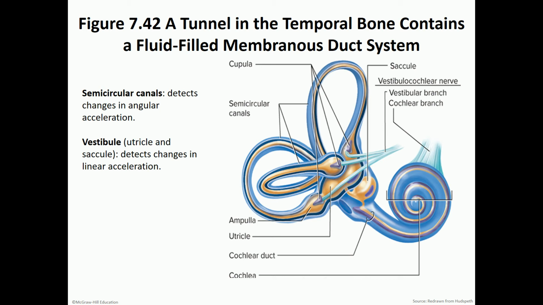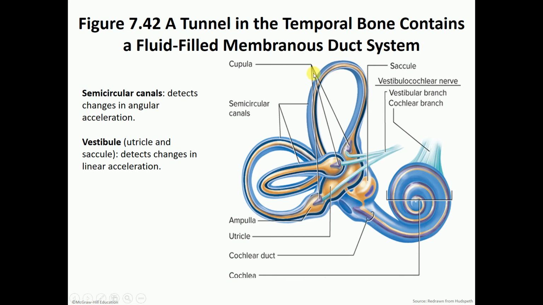Now let's go a little bit deeper in order to talk about equilibrium. So this labyrinth has, as we mentioned, the osseous labyrinth, and that's the bony part on the outside. And then on the inside, we have a membranous labyrinth. So it's kind of coated on the inside with a membrane. Remember that the membranous labyrinth is full of endolymph, while the osseous labyrinth is full of perilymph. Now we talked about the cochlea already, so we can put that to the side for a minute.